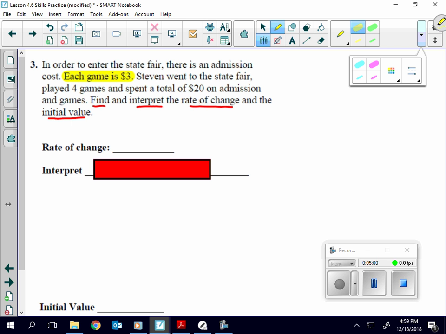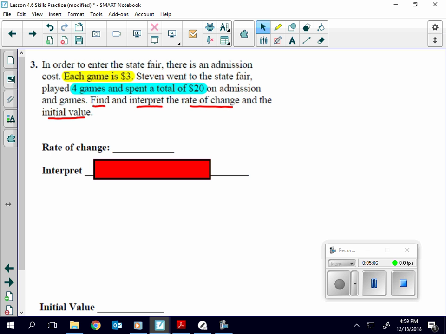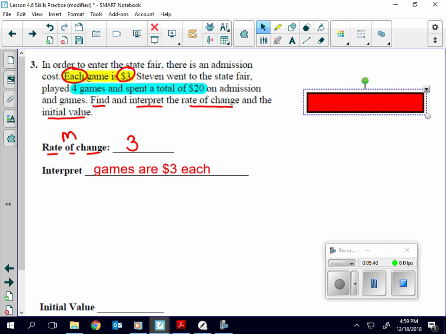That's important as well. I'm going to highlight this. 4 games was 20 bucks. Okay, so that's how much he spent on the admission and the games total. That's how much he spent total. So let's first start with rate of change, which you guys know is m for slope. So what is the slope? Well, it's the one where they talk about per, each, or every. Each game is $3, so the slope is 3. How do we interpret that? Just use the context. Each game is $3. Pause and write that down.